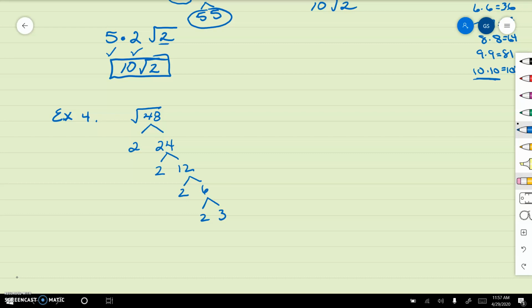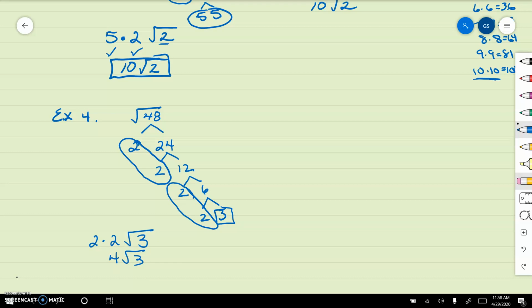Now, our bottom numbers have pairs of 2s. This is a bottom. Pairs of 2s. Another pair of 2s. And then the 3 is by itself. The 3 goes under the radical sign, and the pairs of 2s come out as 2 times 2, which is 4. So it's 4 radical 3. Could I do it a different way? Sure. I could have done 4 times 6 for 12 and then gotten 2 times 2. Either or. Each way is correct.